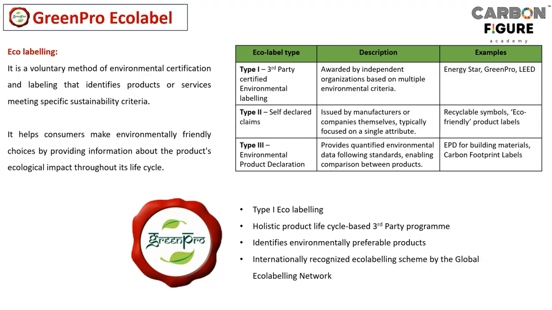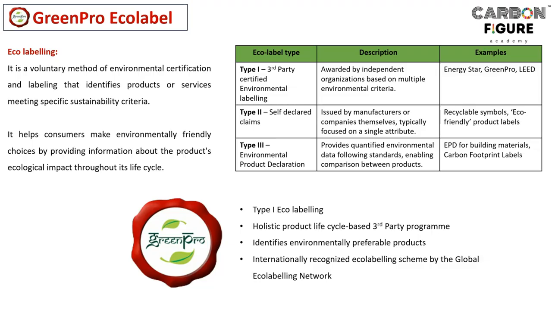Then Type 3 is the Environmental Product Declaration, nothing but EPD. It provides quantified environmental data following certain standards and frameworks, which ultimately helps in enabling comparison between products regarding their environmental profile, right? For building materials, or any sort of product, we can go for EPD.